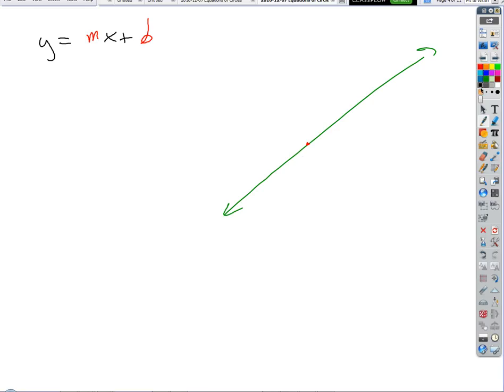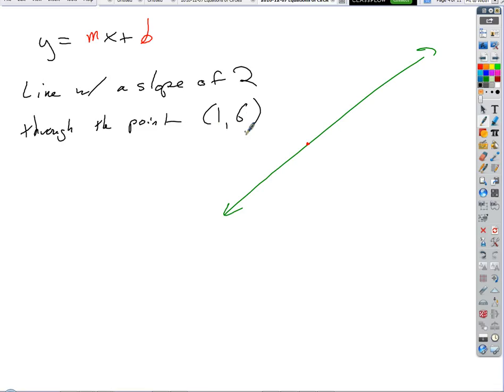Let's say this is the information we're given. Let's say we know that we have a line with a slope of 2 through the point, how about (1, 6)? I want to specify the line. Well, they're giving me one parameter immediately. What is that one? 2, right? They're telling me that the slope of the line is 2, so that's telling me m equals 2, right?